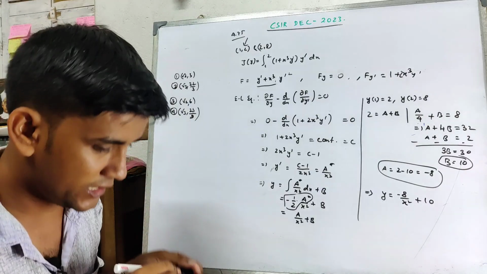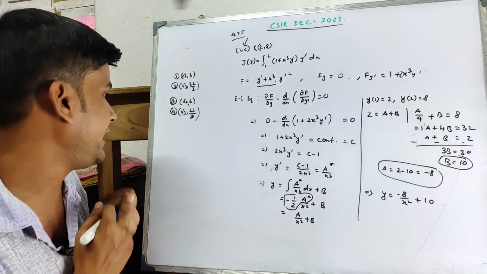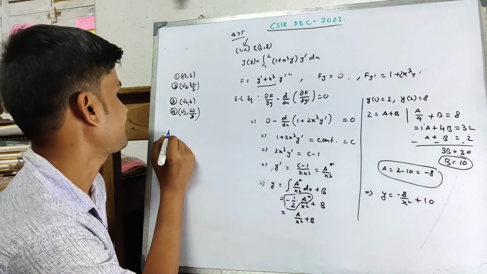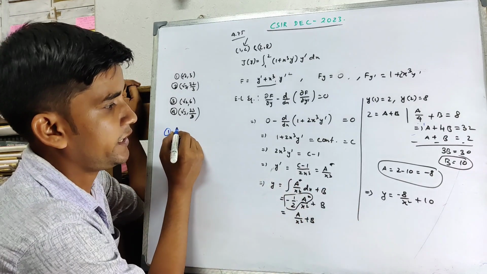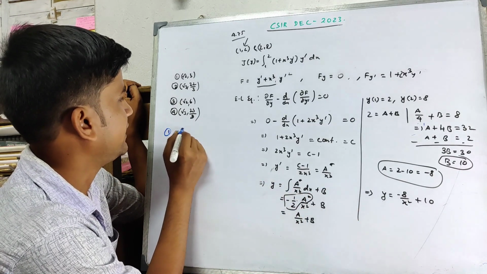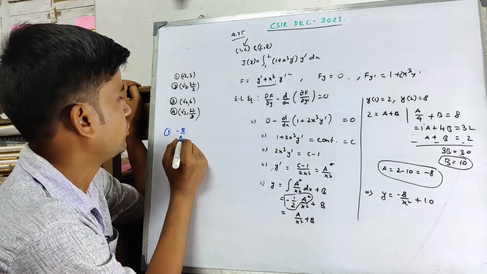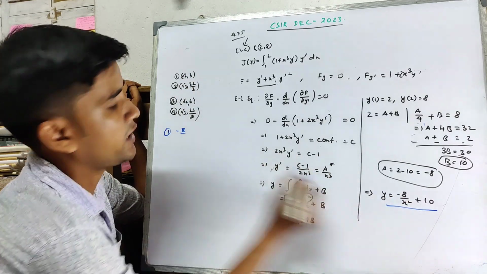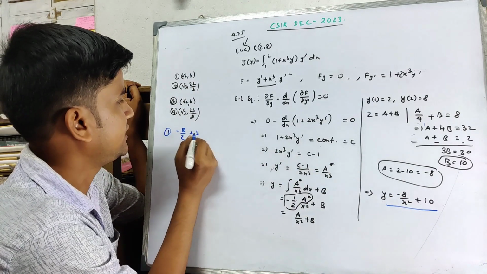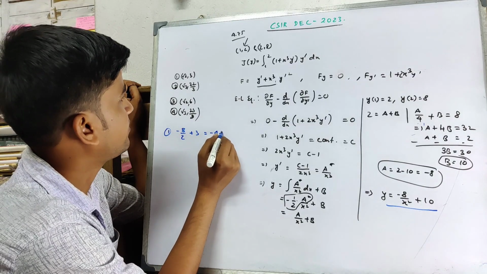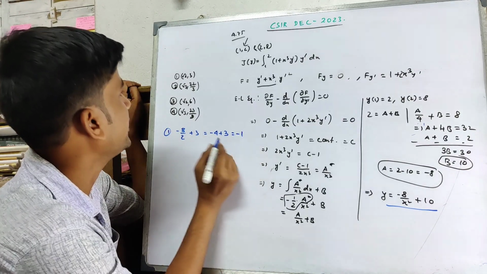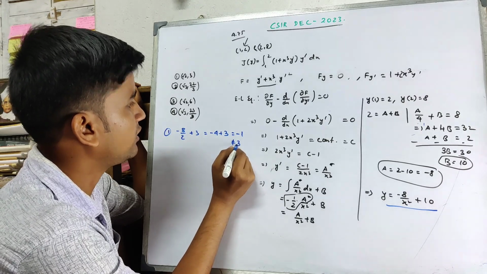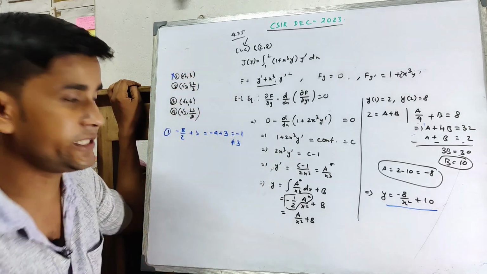Now if we go with option A, in option 1, if we put in x, the value of x is minus 8 upon root 2, and root 2 square here means 2, plus 3. So this is equal to minus 4 plus 3, which is equal to minus 1, which is not equal to the value 3. So this option is incorrect.